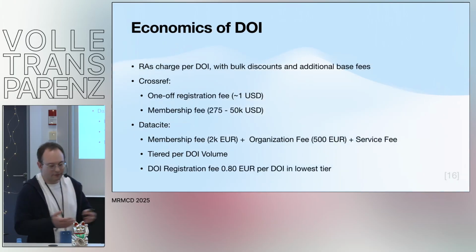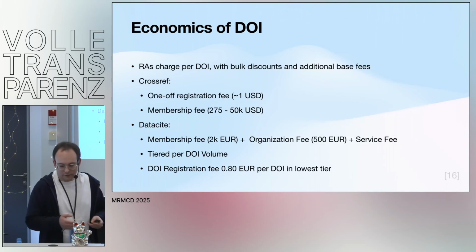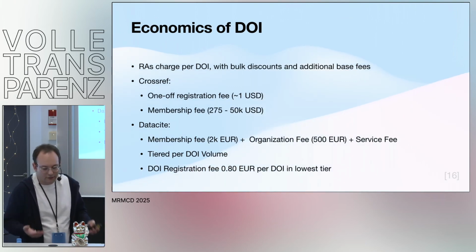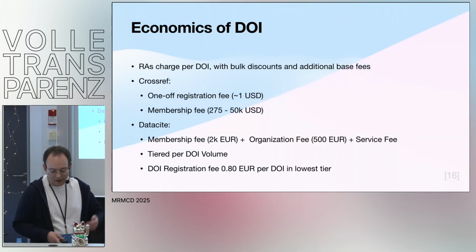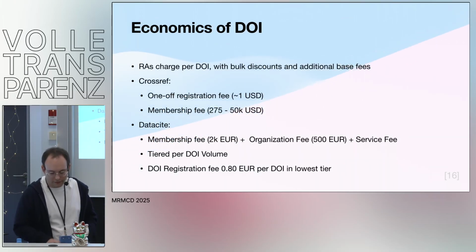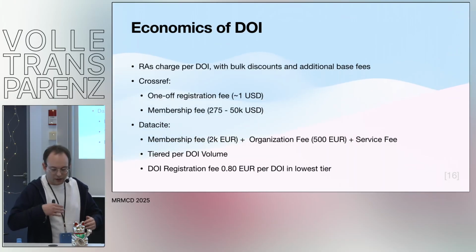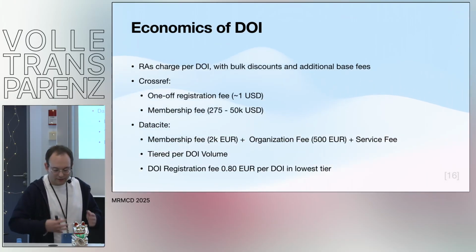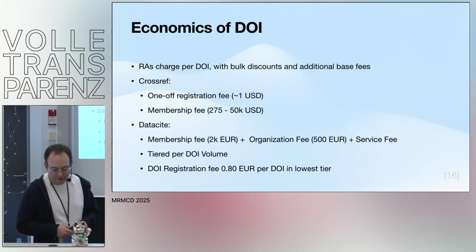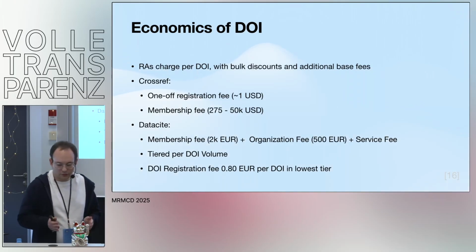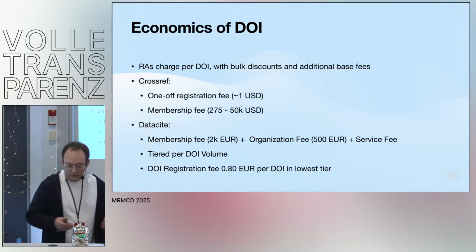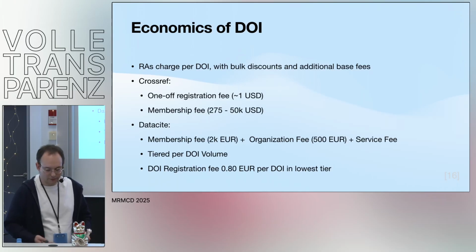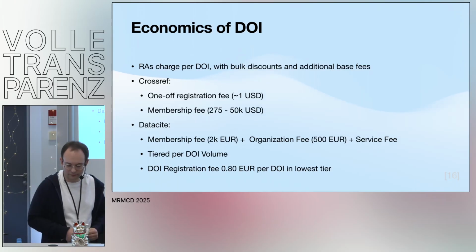Further, let's look at some of the economics of it. The registration authorities don't do it for free. You have to pay them to get their service. Just two examples: how much they charge depends on what exactly you're registering. But Crossref charges $1, for example, for conference papers or journals. And additionally, you have to pay a membership fee that depends on how much revenue you have.